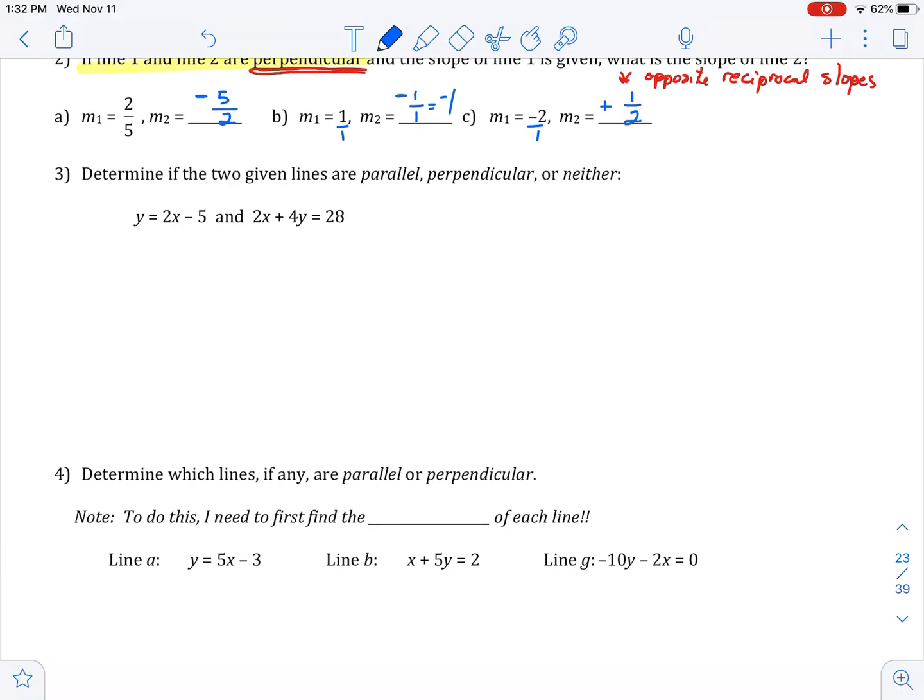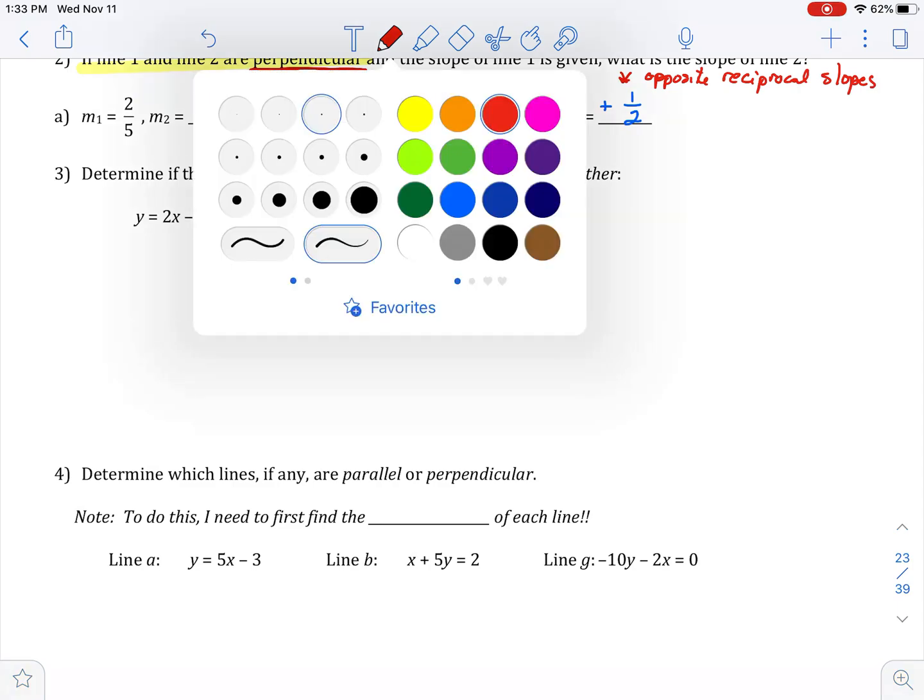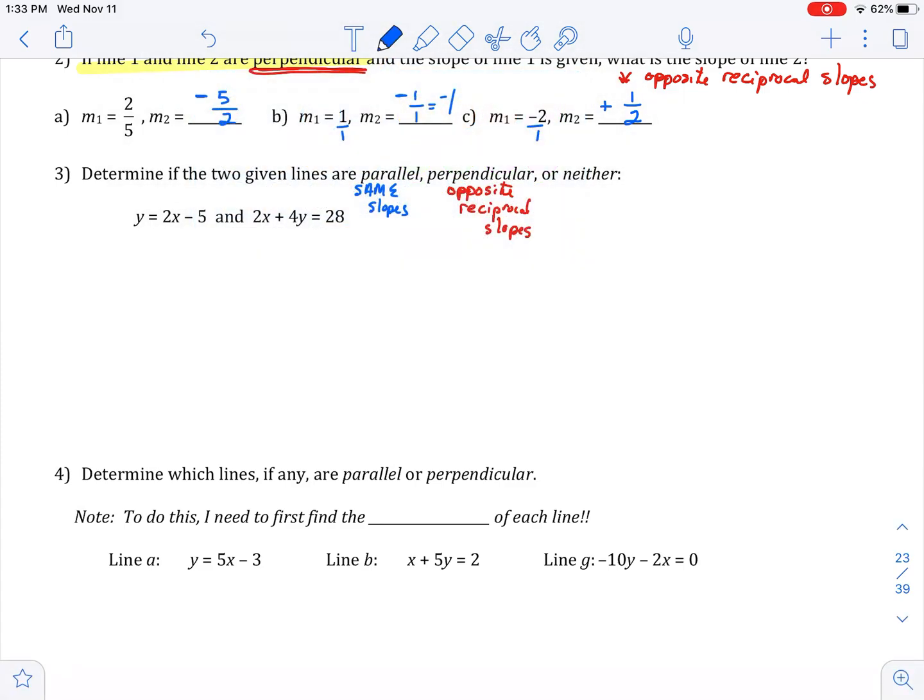When we look here at number 3, we did some problems like this earlier when we were just determining whether or not two lines were parallel. But remember, parallel is going to give me the same slopes. Perpendicular is going to give me the opposite reciprocal slopes. And if they're not parallel and they're not perpendicular, that would be like the neither case. But in order to do any of this, we do need to make sure that we are first determining the slope. So I'm going to call this one line A.